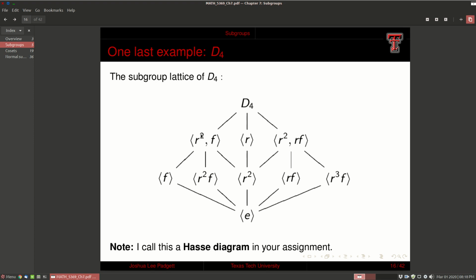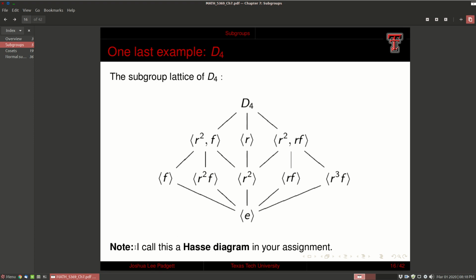So this diagram is basically laying out for me which subgroups live inside of the other subgroups. And the idea is if I have a cyclic subgroup, so for instance this R squared right here in the middle, it's a cyclic subgroup. Any subgroup that has R squared as a generator must contain this entire subgroup by definition.